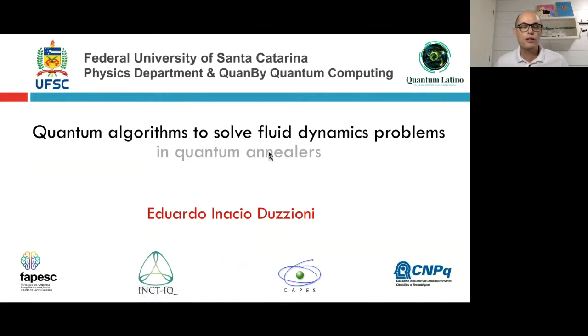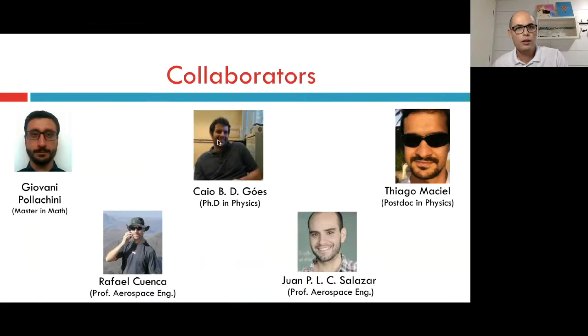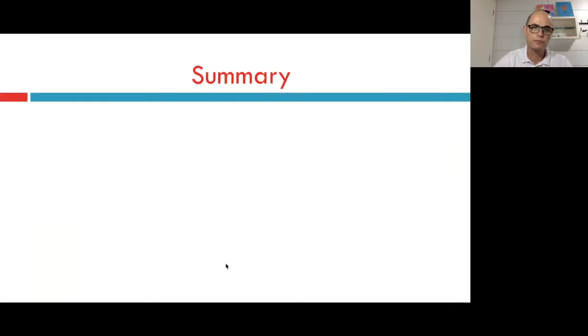Today I'll talk about quantum algorithms to solve fluid dynamic problems, basically using quantum annealers. The collaborators in this work are Giovanni Polacchini, Caio Góes, Thiago Maciel, Rafael Cuenca, and Juan Pablo Salazar. As you can see, this is a team with different skills. We have mathematicians, physicists, and also engineers.